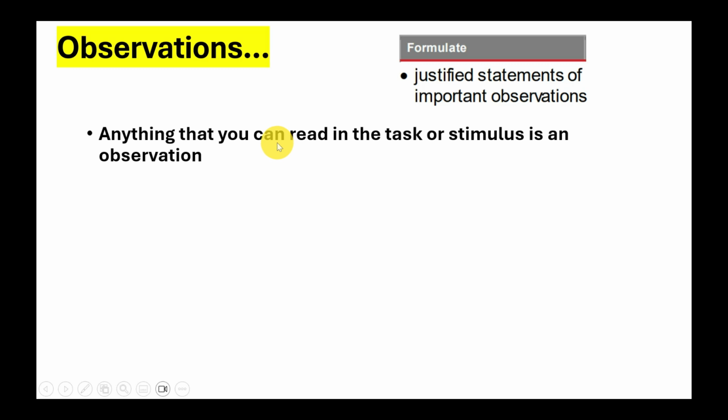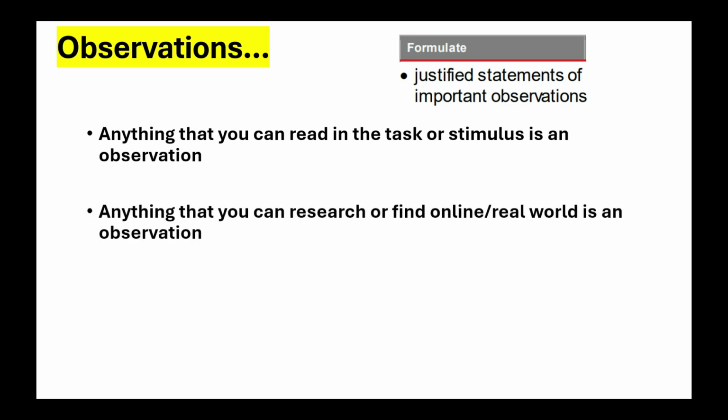That's an observation. So if you read that the garden that you're designing has to be 50 square meters, that's an observation. Okay, you read it. It was told to you that it had to be that. If you read that the height of your ceilings must be 2.4 meters, that's an observation. Anything that you can read or see. Equally, anything that you can research or find out online or in the real world is also an observation.